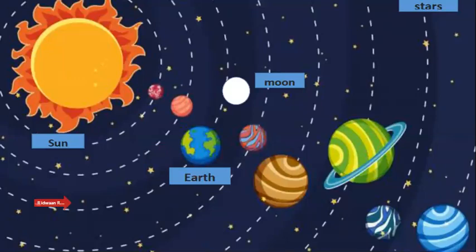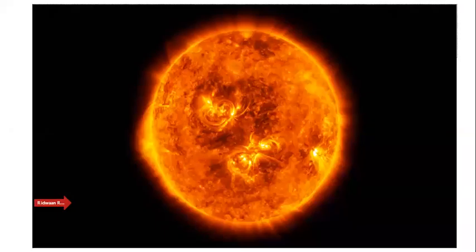Let's look at the sun. The sun is a big ball of fire, and the sun gives us light during the day. All the planets go around the sun, and that's how we get light on planet Earth. We get our light from the sun, and this is what the sun looks like. The sun is a big ball of fire.